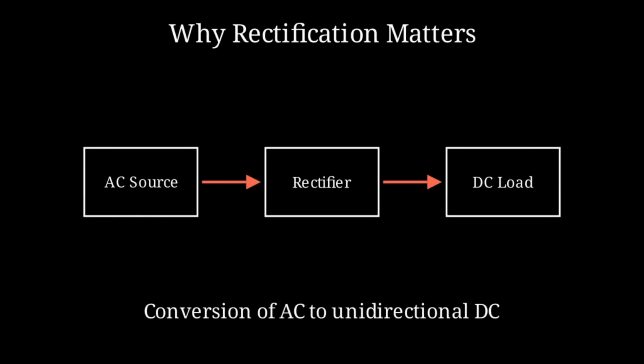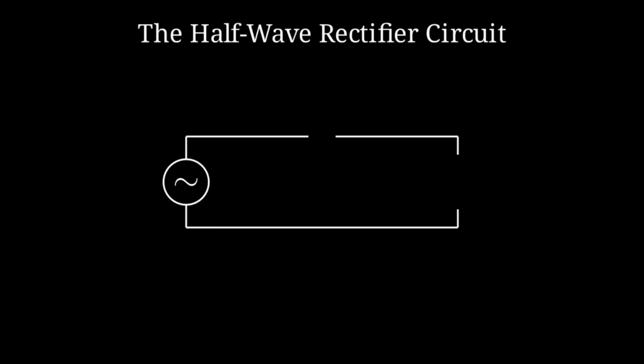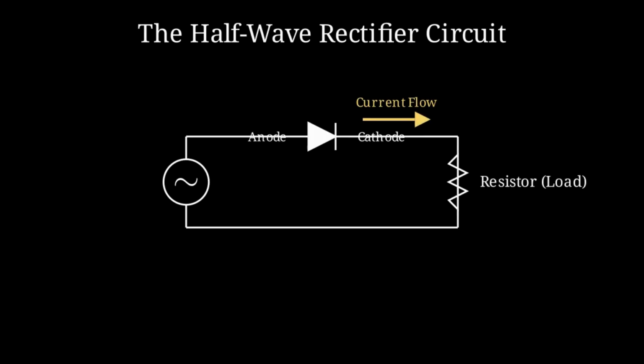This allows us to power sensitive components like microchips and battery chargers that cannot handle the reversing polarity of a standard wall outlet. The simplest form of conversion is the half-wave rectifier. It utilizes a single diode, which acts as a one-way valve for electricity, allowing current to pass during one half of the AC cycle while blocking it during the other.